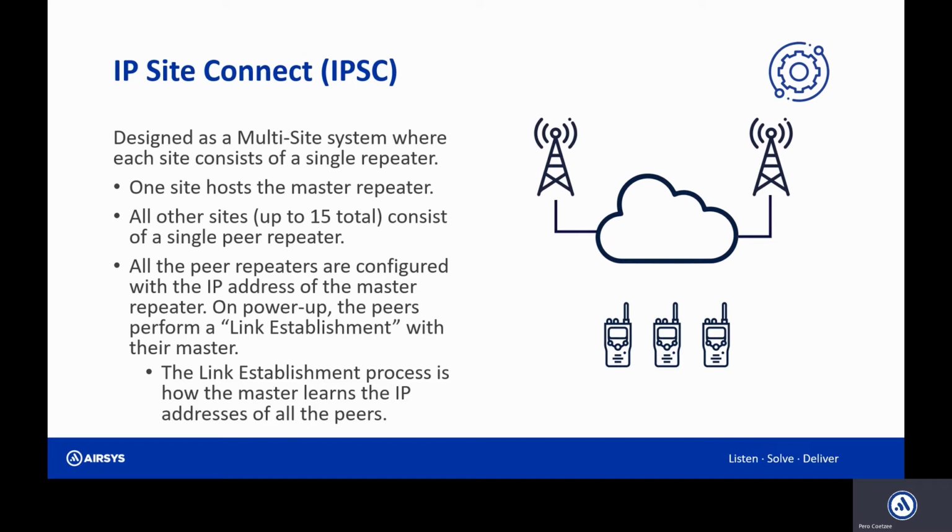The way the repeaters communicate with each other is that the peer repeaters are configured with the IP address of the master repeater, and on power up, the peers perform a link establishment with the master repeater. What this does is the master repeater will build up a table of all the peer repeaters in the system, and that's how the master repeater learns of all the other repeaters in the system. The master will never try to communicate with the peers directly. It's always the other way around. So the link establishment process is how the master then learns the IP addresses of all the peer repeaters.